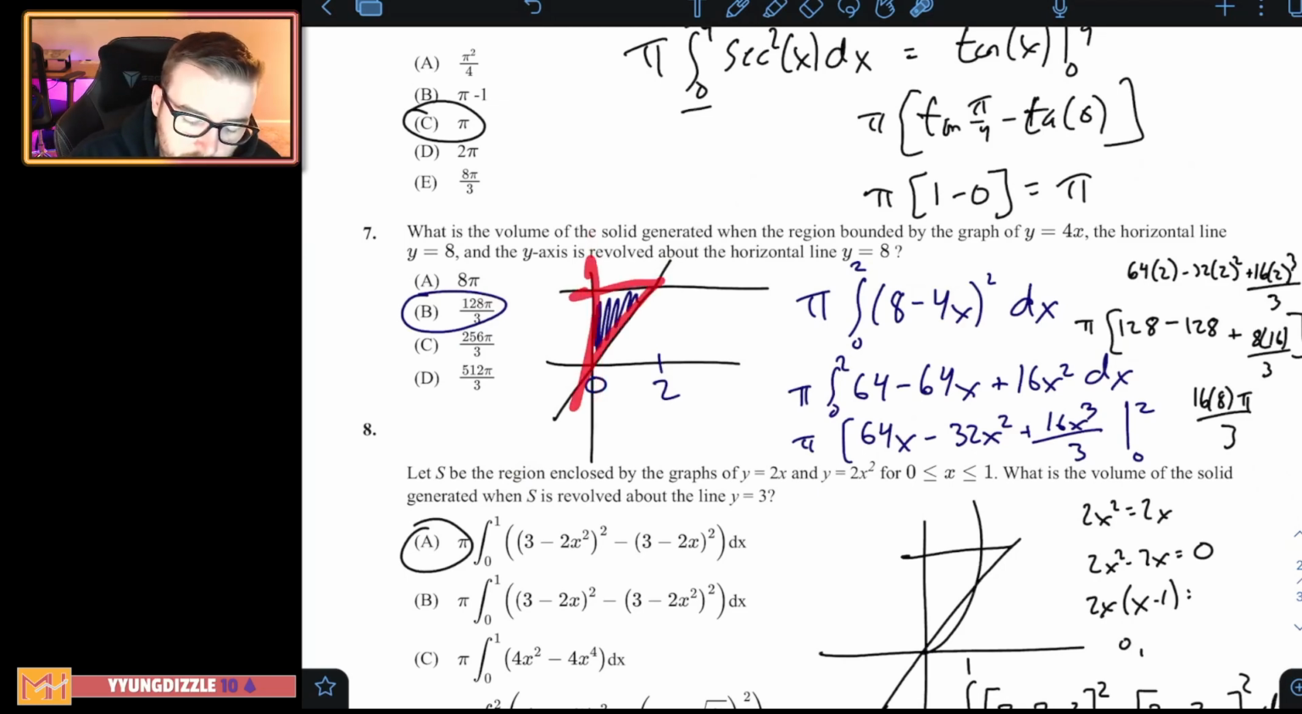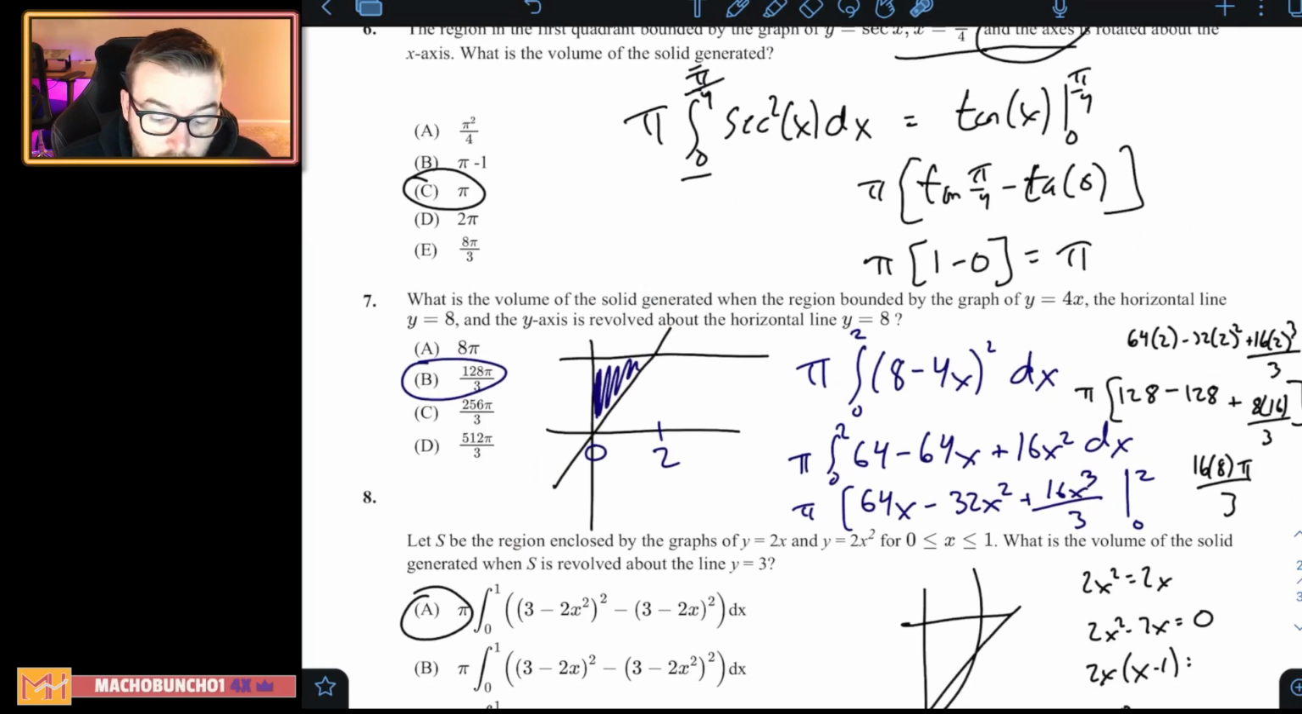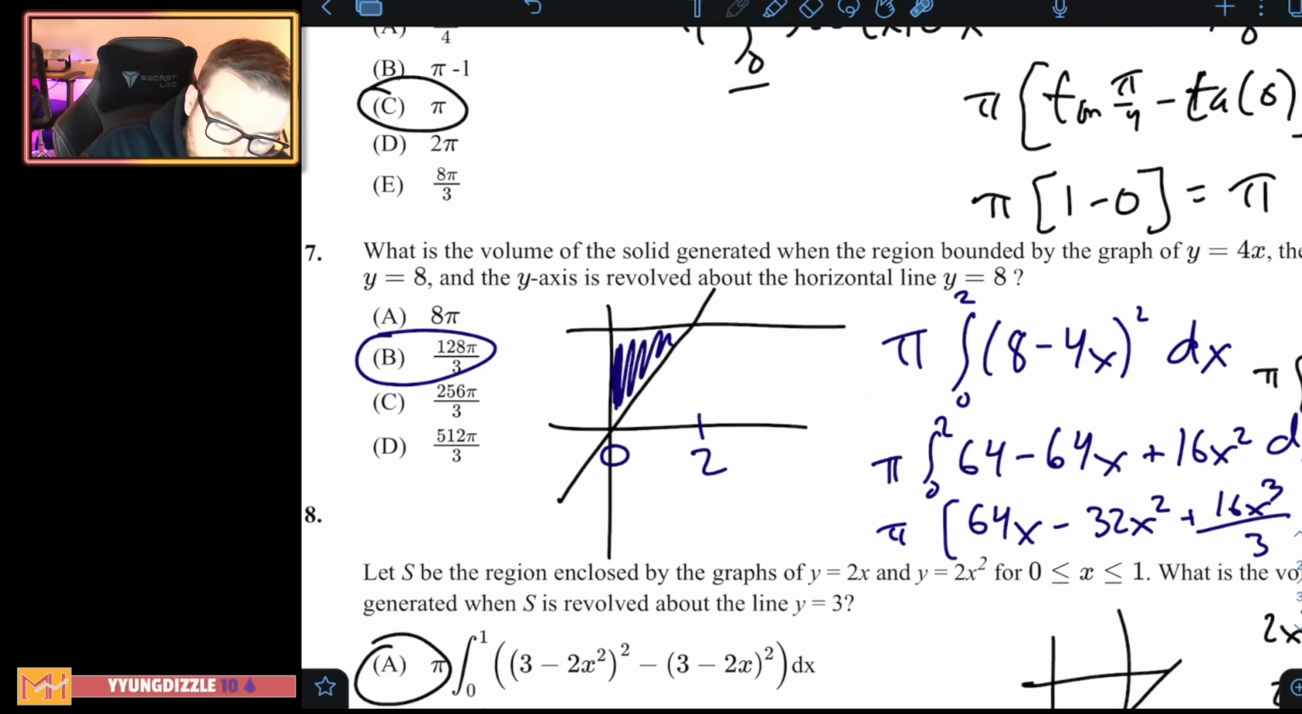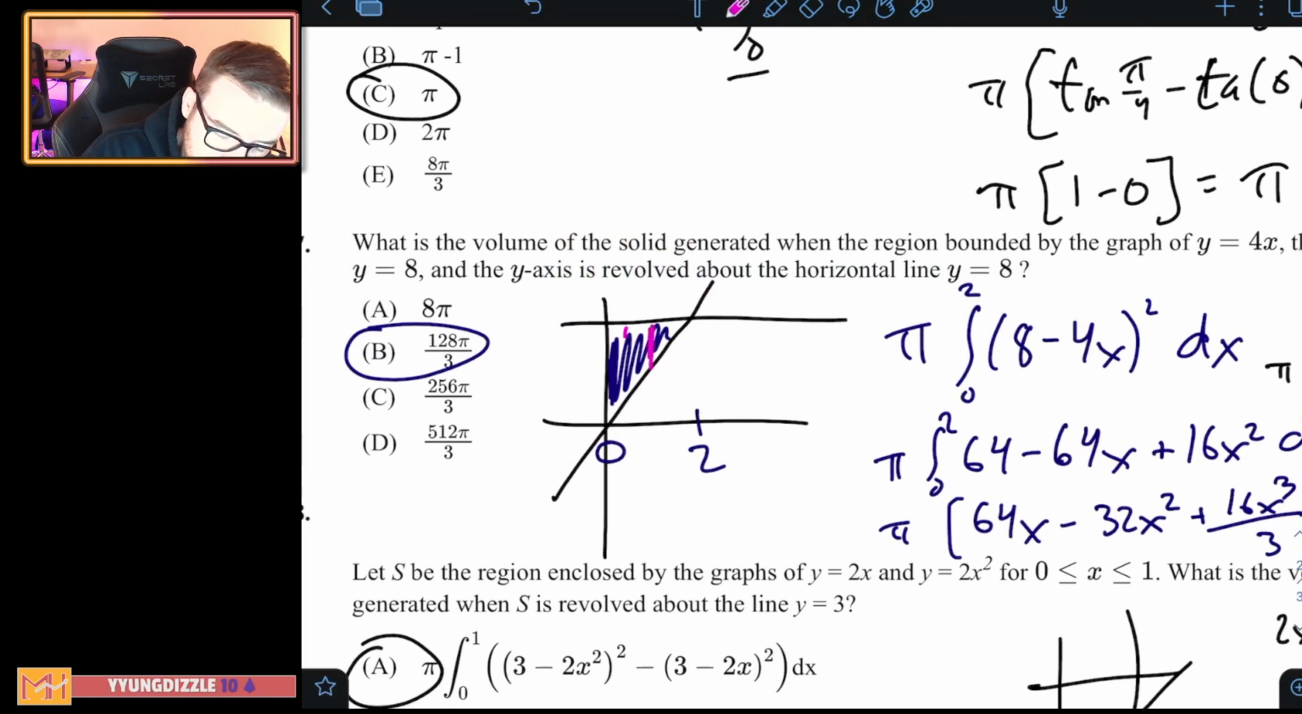So this triangle is being rotated around, so lovely pi r squared. The radius is a little cheeky here because we're not rotating around an axis. So what is the radius? The radius is this distance.